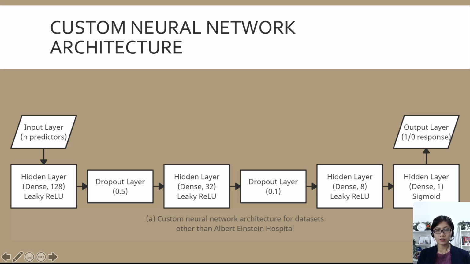This architecture is used for the two hospital datasets other than the Albert Einstein Hospital. And then we have increased the dropout layer for the Albert Einstein Hospital datasets because the dataset is different, and the structures and the number of missing values are different, so we need to adjust the dropout layer a little bit.